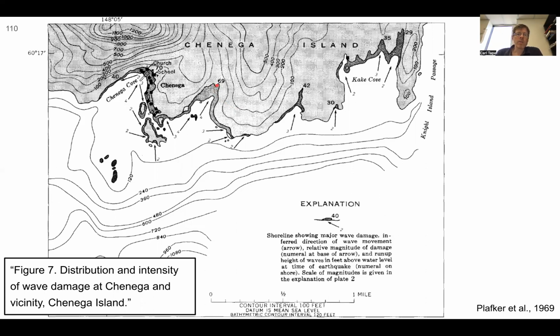So that doesn't mean it was a 69-foot high wave. It just means that within this large distance here, the wave covered all this ground, and to get to this height must have been appreciably high. This shows the photos we're looking at. This is Chenega Cove, so the real massive destruction, church, school. Here's a 70-foot level. We'll zoom into this area right here.